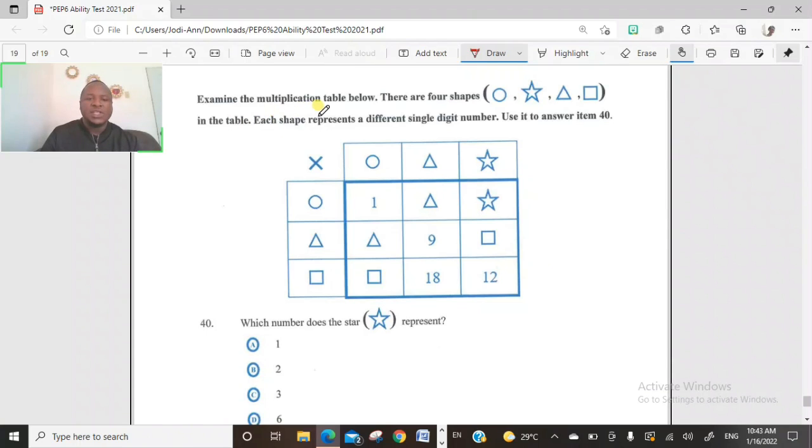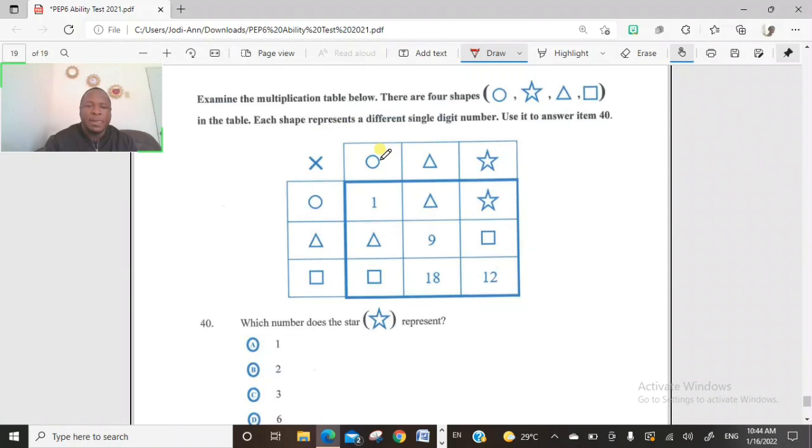Now, it says that each shape represents a different single-digit number. So that is one clue already. Each shape represents a different single-digit number. Now, there are 2 ways to look at this. All right. Now, let us break it down step by step and look at it.